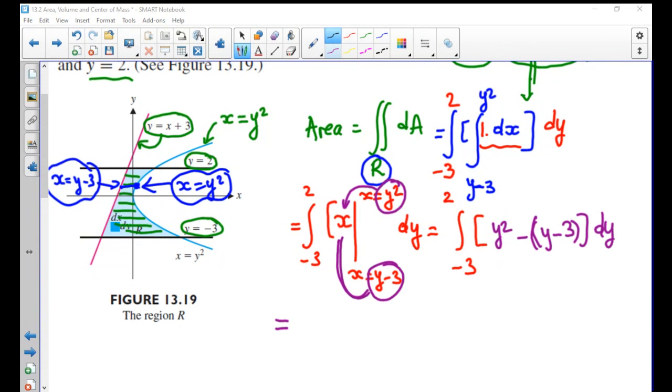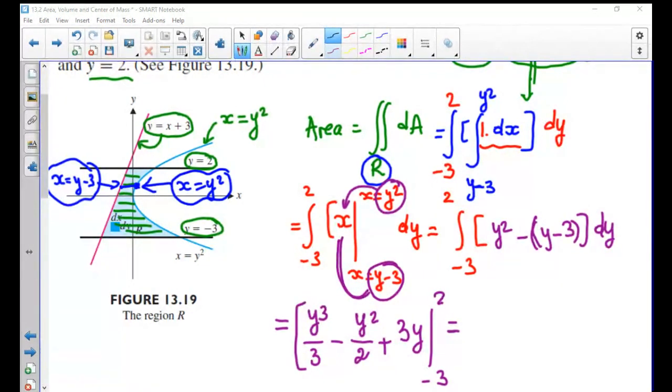What is the integral of y squared? Y cubed over 3 minus, what is the integral of y? Y squared over 2, and then plus 3. What is the integral of the 3? 3y, yeah, 3y from minus 3 to 2. And you then take your calculator, and you should be able to find this result without too many problems.